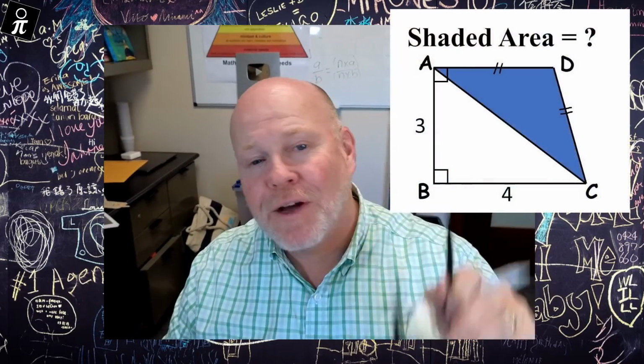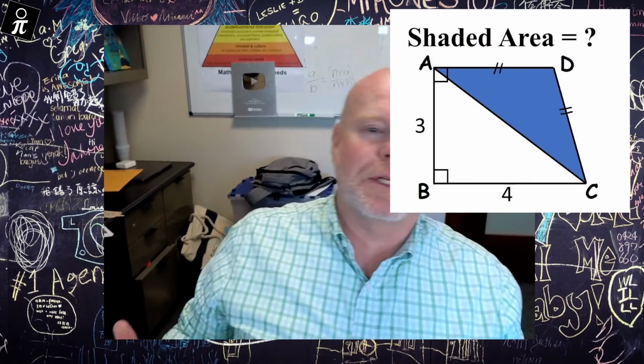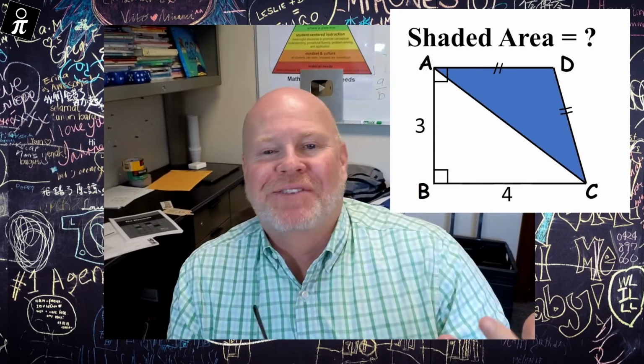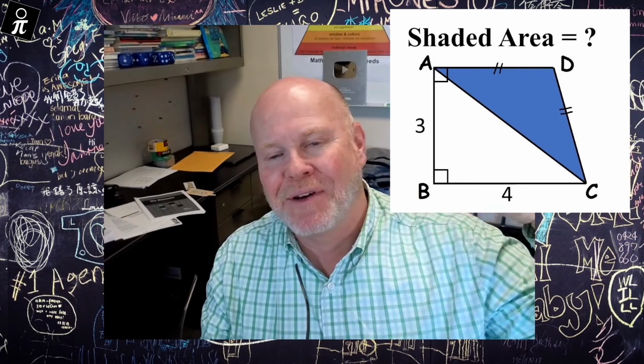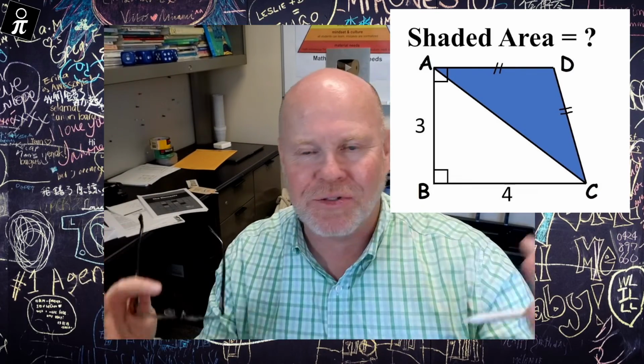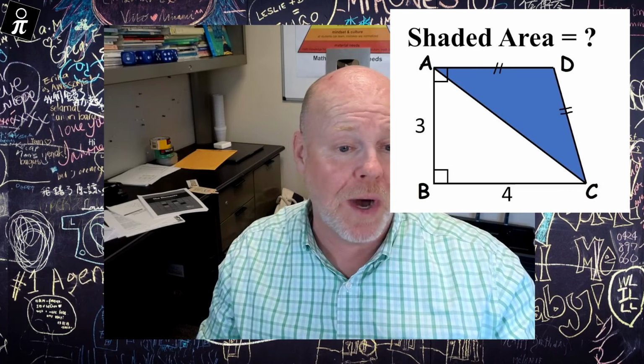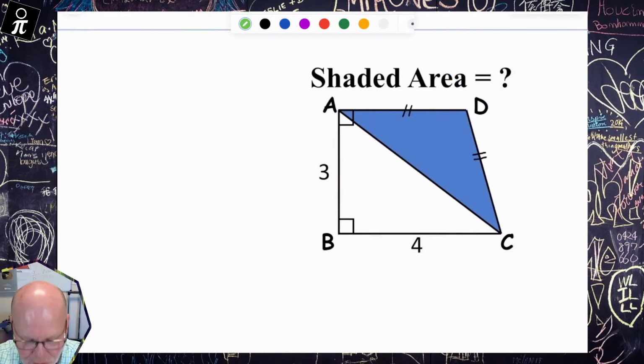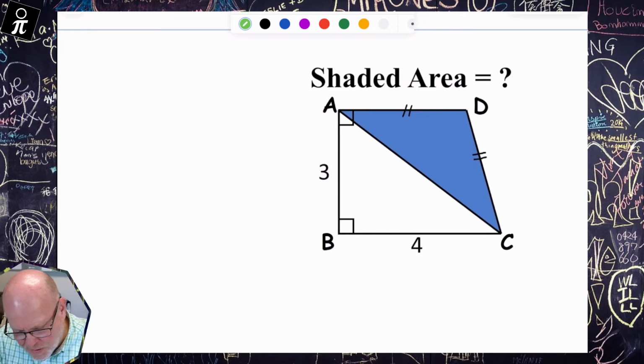All right, I found this problem on Twitter and I thought I would give it a try. Basically, we have a blue triangle inside a trapezoid, and let's figure out what is the area of that blue triangle.